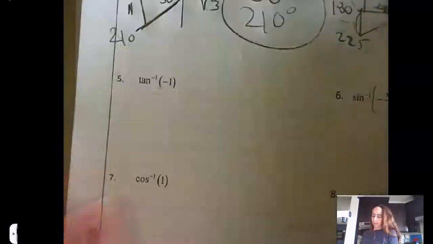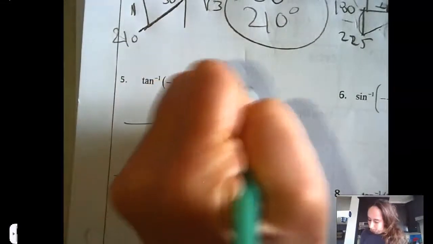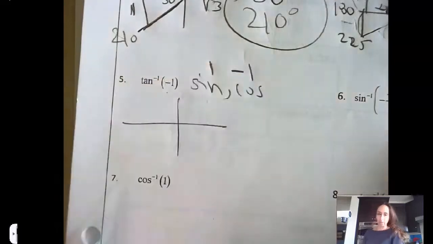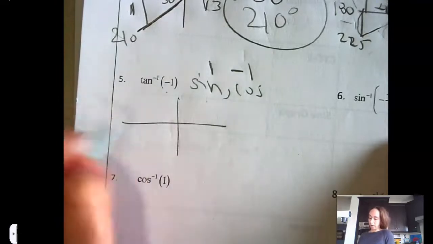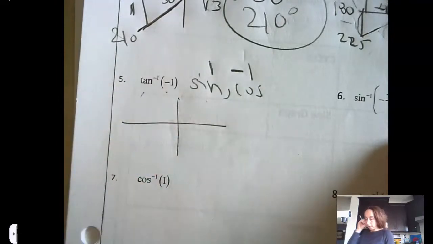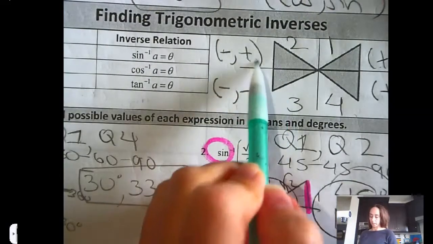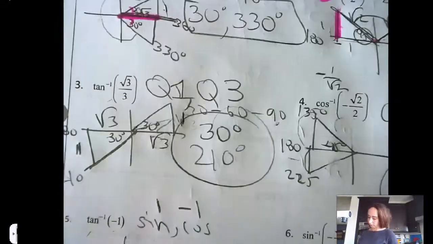All right. Tan. Tan of negative 1. So tan is sine over cosine, which means that's going to be 1 over negative 1. Oh, okay. So that means it's a 45, 45, 90. Oh, tan. So where is tan negative? Tan is negative in the second quadrant because this divided by this is negative. That's positive when you divide. So it's here and here.